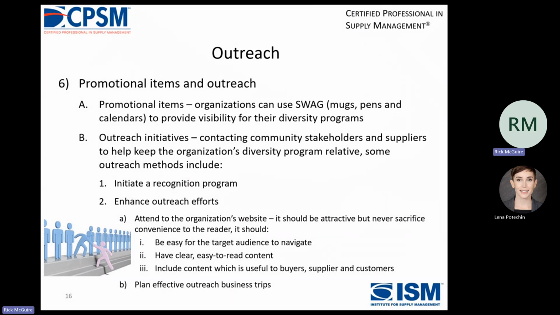And then you've got outreach. So if you're going to try and find diverse suppliers, you're going to have to do outreach. Organizations can use swag, provide visibility, so initiate a recognition program, attend to the organization's website, be easy to target an audience, navigate, have clear, easy to read content for diverse suppliers. You can get them to sign up that way. Plan effective outreach business trips.